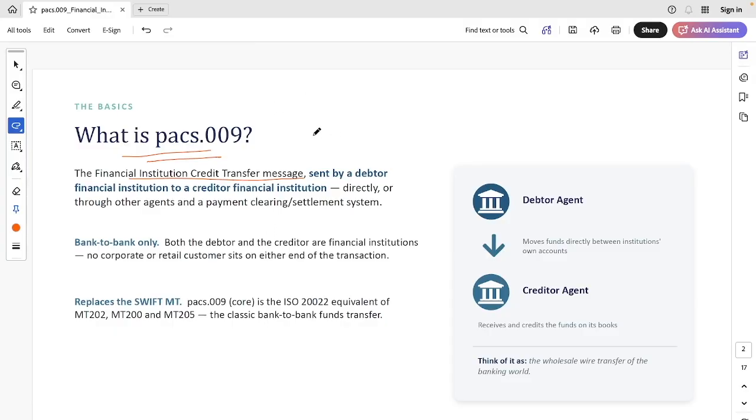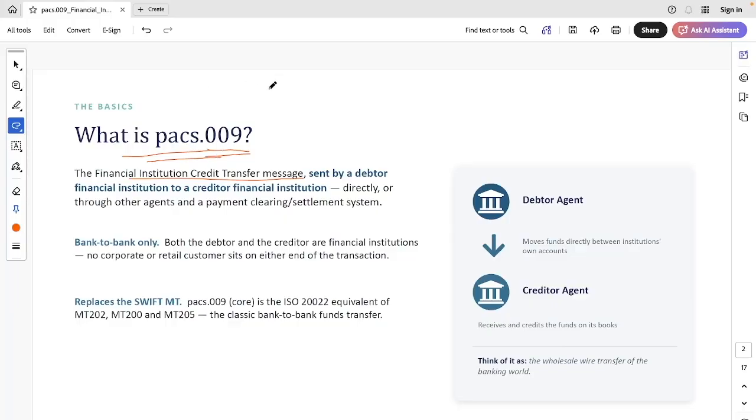Now let's make this very simple. Suppose HDFC Bank wants to move USD liquidity to ICICI Bank. This is not a retail customer payment. This is not Raju paying Mohan. This is one bank moving funds to another bank. For that type of financial institution transfer, pacs.009 is used. Another example, say a bank may need to fund its Nostro account with a correspondent bank, or one bank may need to settle obligations with another bank. Again, this is a financial institution to financial institution movement, and pacs.009 becomes very relevant.